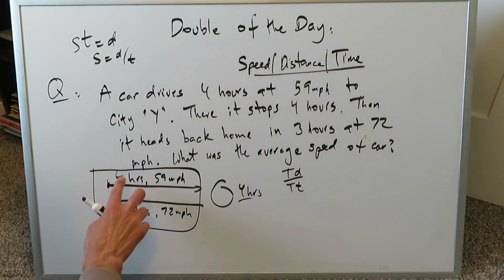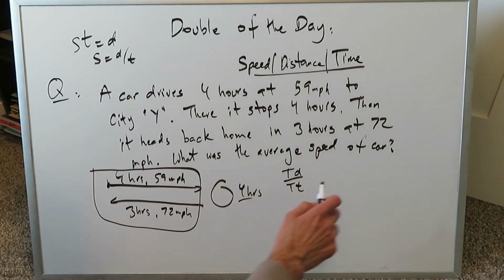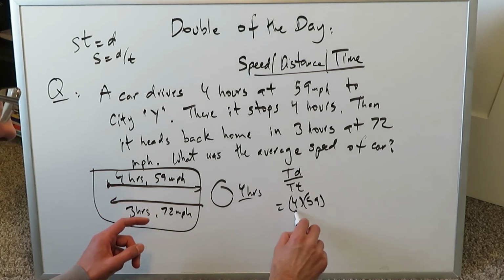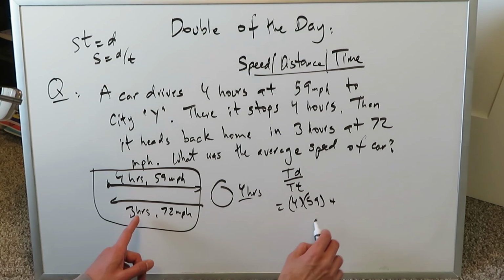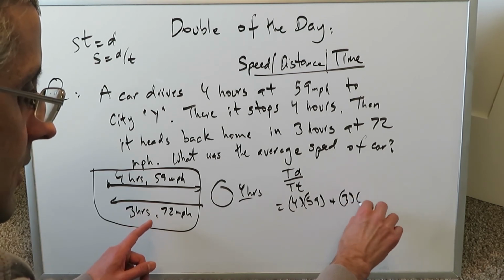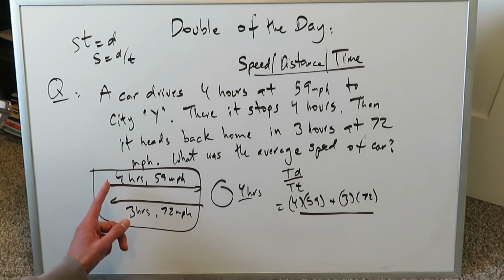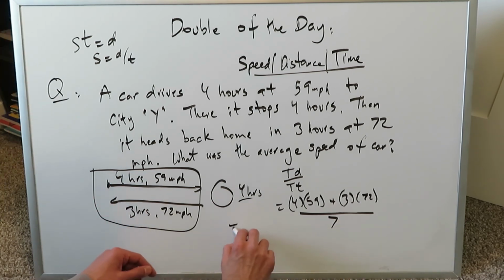We know the total distance. Distance is always speed times time. For the total distance, you can just do 4 times 59 because that's its time and the speed going. Add to that 3 times 72, that's on its return back, and divide that by the total number of hours, which was 4 plus 3, 7. You just have to do this simple arithmetic and you'll have your answer.